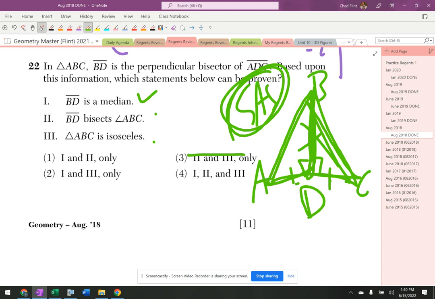If they're congruent, it means each part in one triangle has a matching part in the other triangle, which means those two are the same, and then these two are the same, and then so are these two, because of corresponding parts of congruent triangles. That means that it is 1,000% isosceles, and that also happens. So it's actually all three of them.